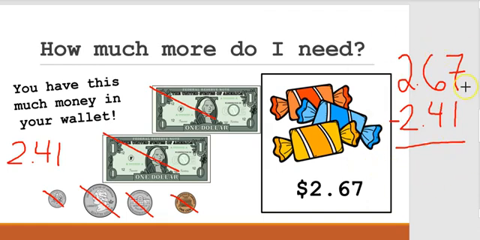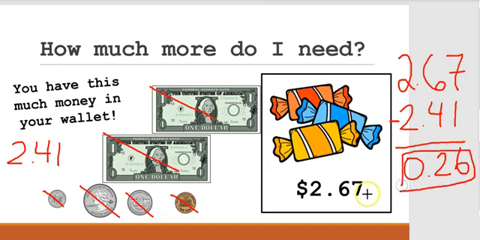Well, not much borrowing going on here, which I like, and you probably do too. 7 minus 1 is 6. 6 minus 4 is 2. And 2 minus 2 is 0. I'll bring down my decimal point. And I need 26 more cents till I can buy this delicious candy.